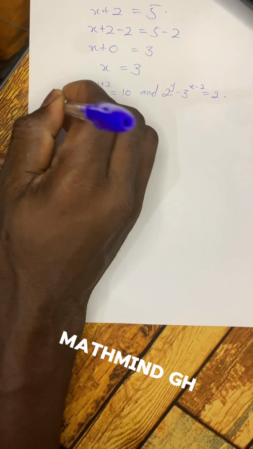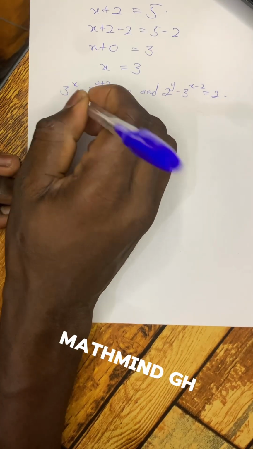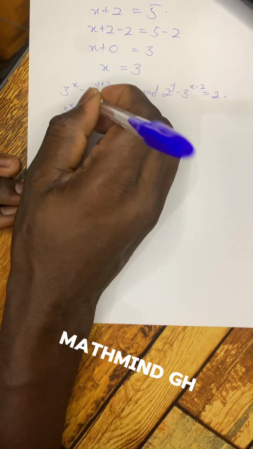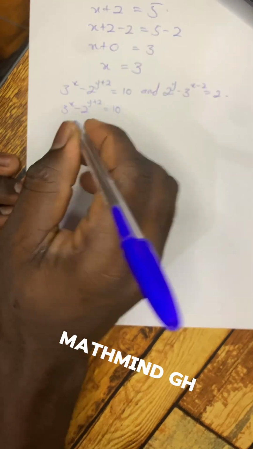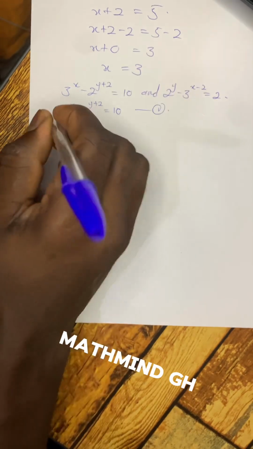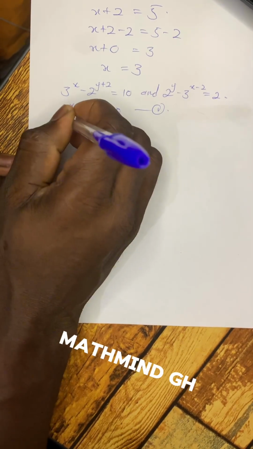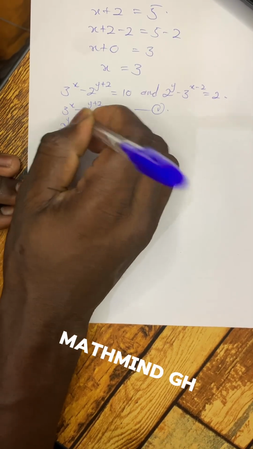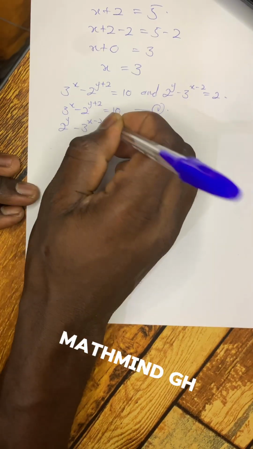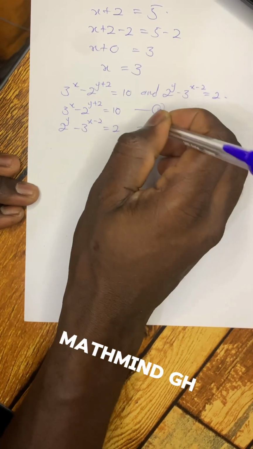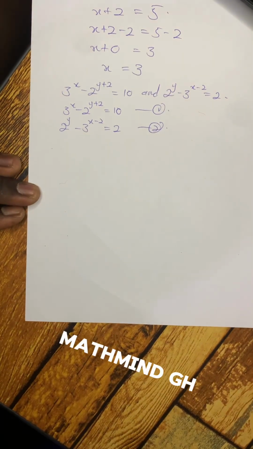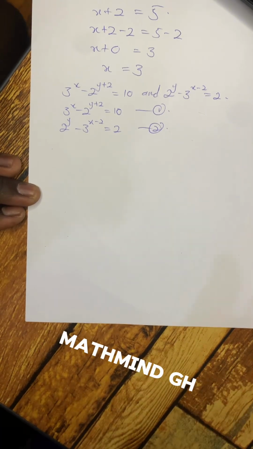So we have 3 exponent x, 2 exponent y plus 2 equal to 10. That is our equation 1. Then 2 exponent y minus 3 exponent x minus 2 equal to 2. Our equation 2.